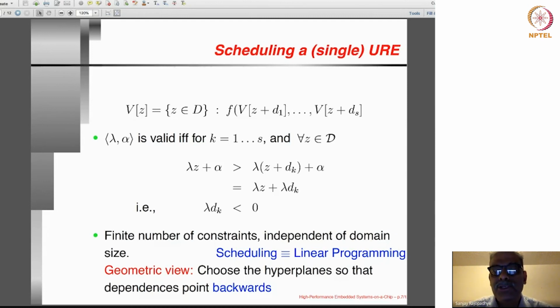But the point is, the feasible space of legal schedules is the set of coefficients that satisfy some linear inequalities. It is also a polyhedron. In fact, it is what is called a cone. It's a very special kind of polyhedron.